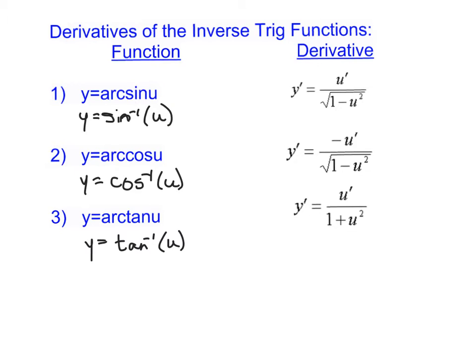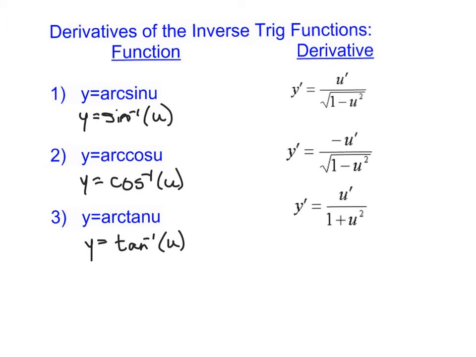Let's take notice, though. Let's look at the derivative formulas. If I've got the inverse of sine, so arcsine of u, the derivative is going to be u prime over the square root of 1 minus u squared. You'll notice that arccosine is exactly the same rule, except that it's the negative answer.